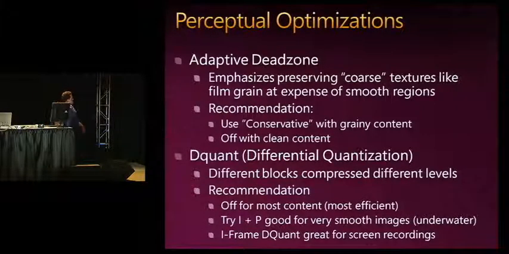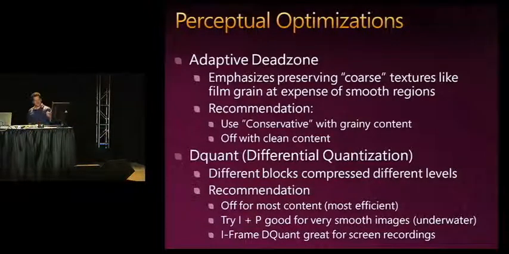Beyond that, we have some of these we call perceptual optimizations. This thing called adaptive dead zone, which I've actually gotten on a T-shirt, because there really aren't a lot of really cool words in compression. But adaptive dead zone, it's not a threat; it's a promise.